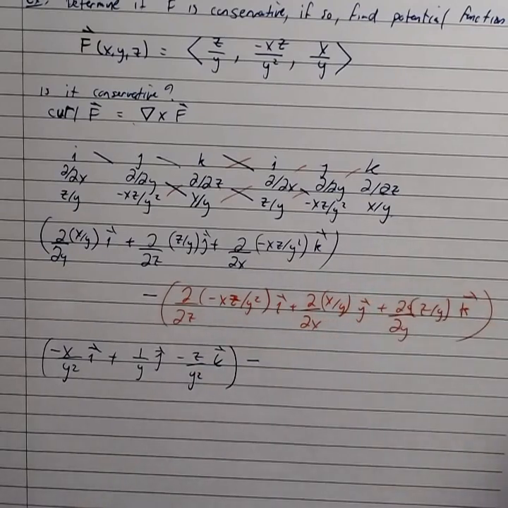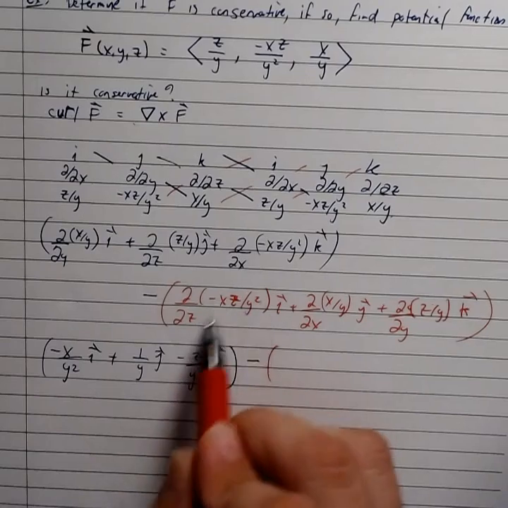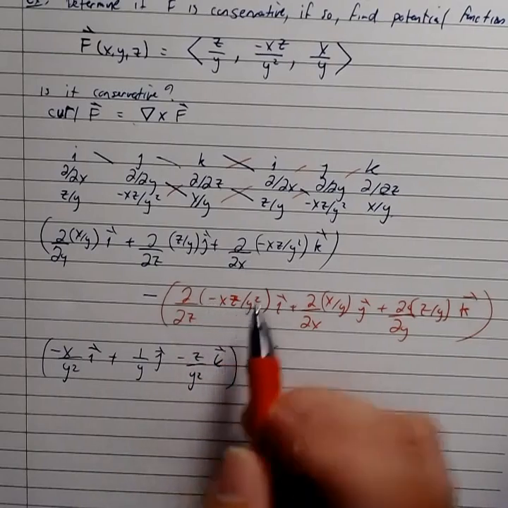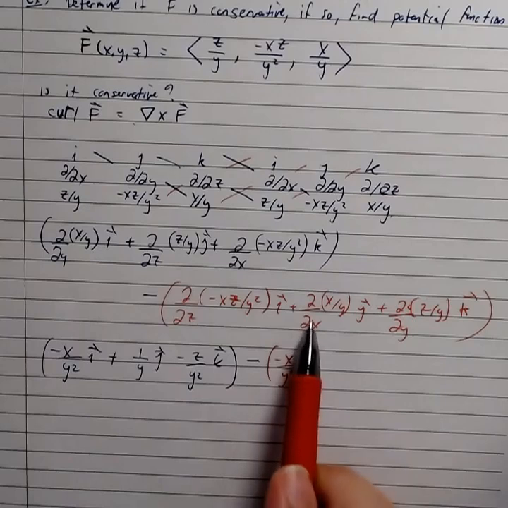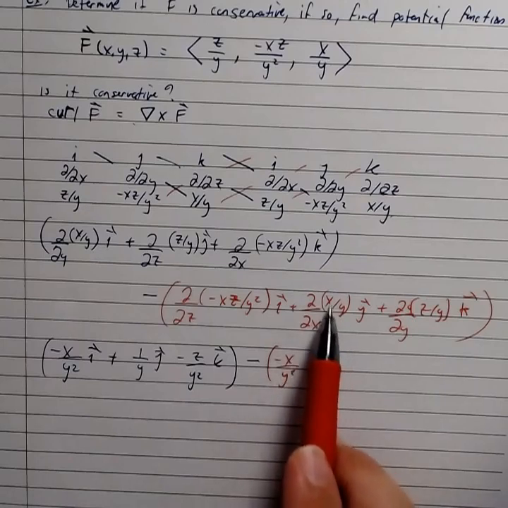Minus, and now we're going to take these derivatives. The partial of this with respect to z, well, that's going to leave you minus x over y squared. Okay. Here, the partial of x over y with respect to x, well, that's going to leave you 1 over y.